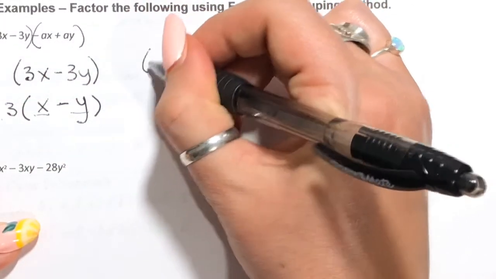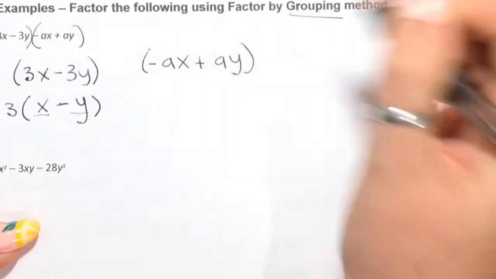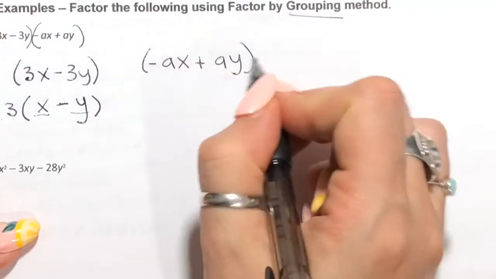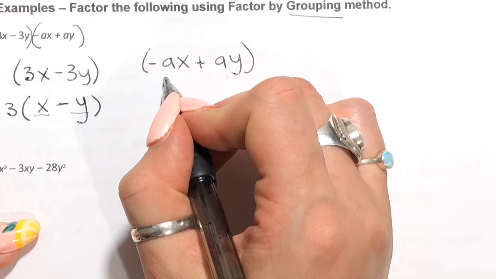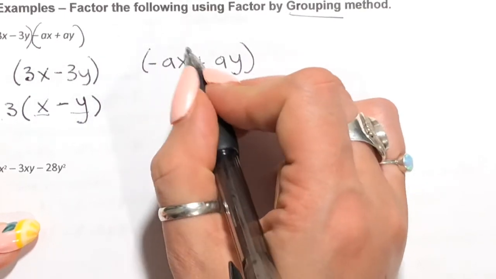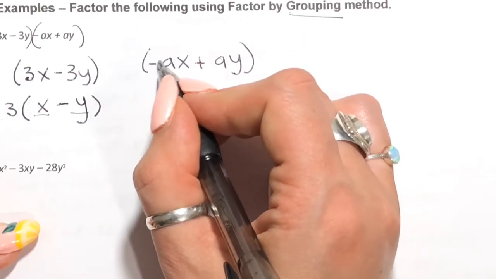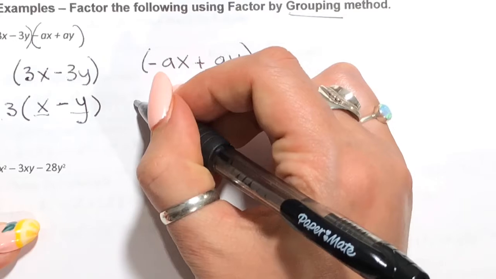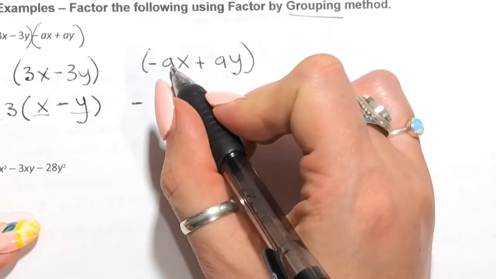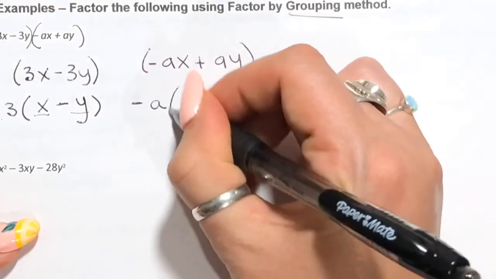So we had a negative ax plus ay. I know it's kind of weird having those a's in there, but don't worry about it. We're still doing the same idea. I want to take the common factor out. So because this is considered our leading term in this one, it's negative. We don't like that to be negative. So we're going to take a negative out. And if I look at the two parts, they both have an a, and that's all I can take out. So we're taking out a negative a.